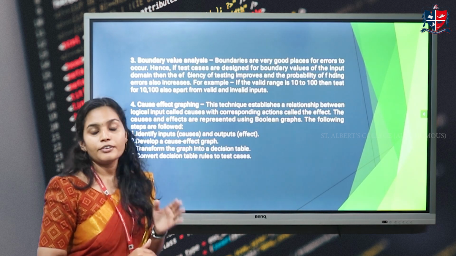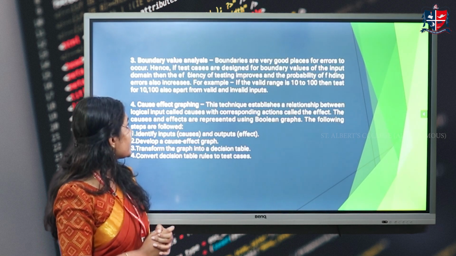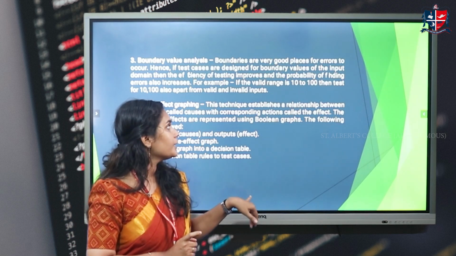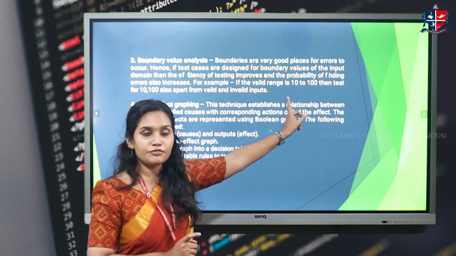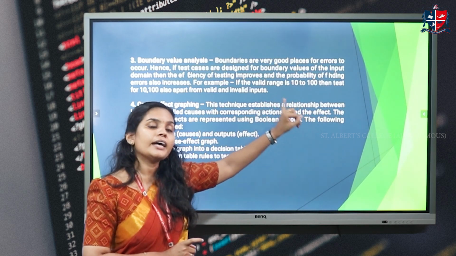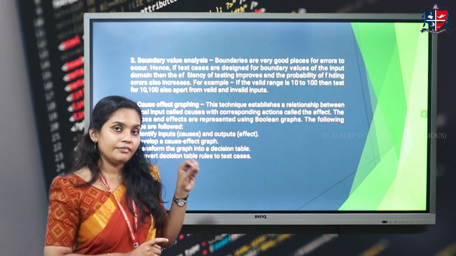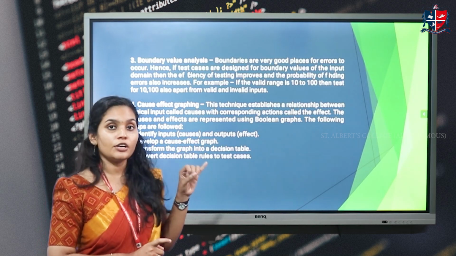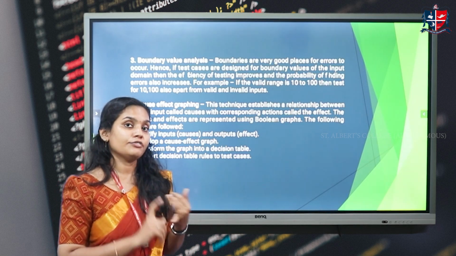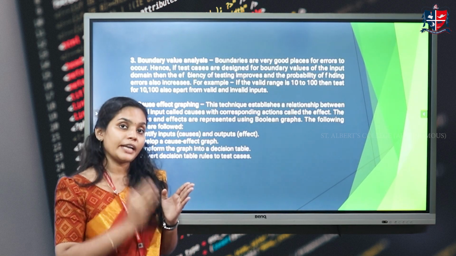For example, if we have a valid range from 10 to 100, then for 10 and 100 also, apart from valid and invalid inputs, we must test the boundary points. In this case, 10 and 100 must be considered as valid and invalid points. That means 10 is a valid point, 100 is an invalid point. So we can have the valid values from 10 to 99.